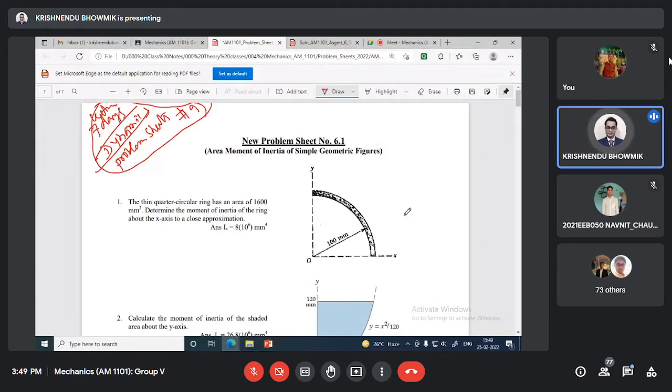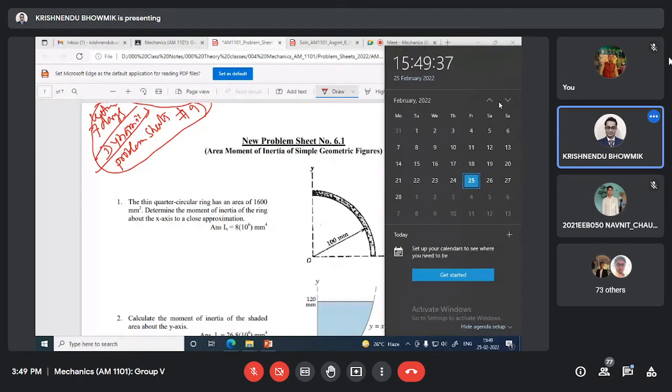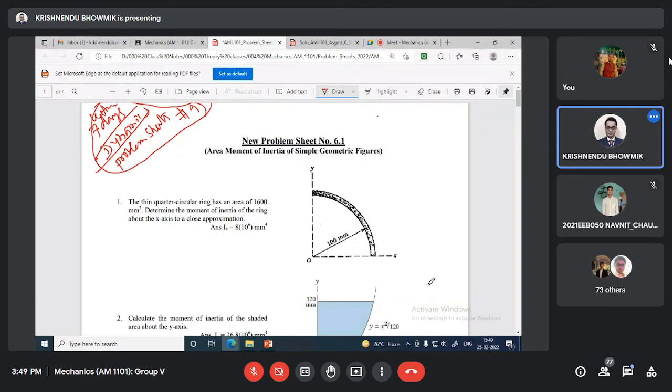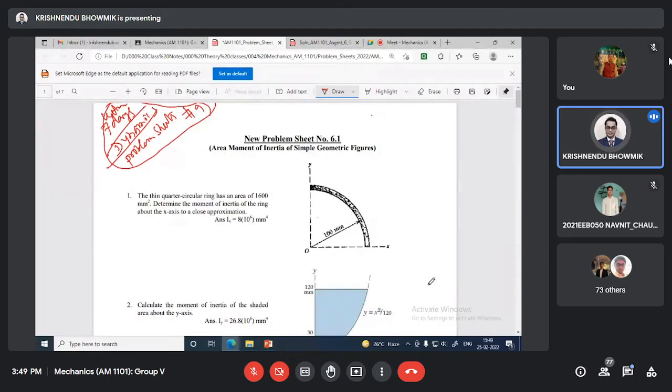Apart from today, there is no chance to discuss moment of inertia or any statics parts. I kept only one day, that is April 1st, Friday, as I told, for clearing any ambiguities in all chapters. And 29th will be your another class test. Remaining 7 days are dedicated for dynamics. Now let me give hints to solve these problems.